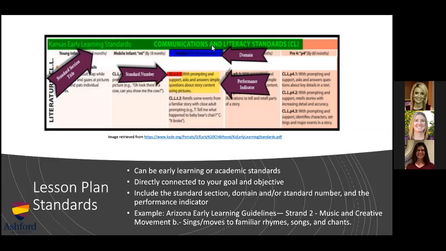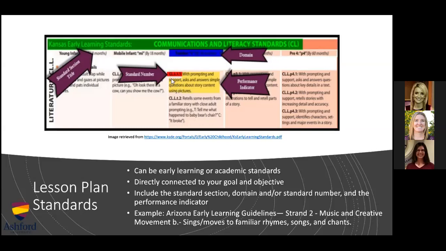Underneath your overall standard section title, you're going to have different domains. In Kansas, they align their domains by different age ranges. They start with young infants, then go to mobile infants, toddlers. The one you can't see is 3-year-olds, and then the last column is pre-4, or your 4-year-old preschool. Once you're within your domain, then you can look down to identify your specific standards.